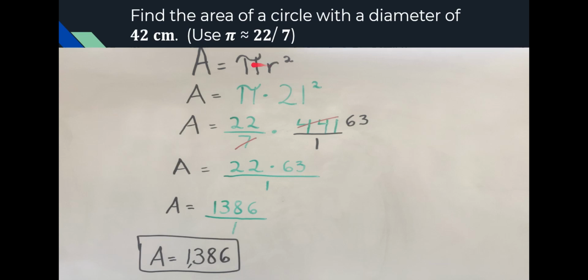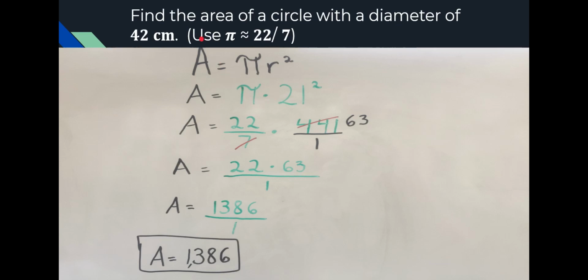So remember, the radius is half of the diameter, right? So if we have a diameter of 42, and the radius is half the diameter, what would we put for the radius? We would take 42 and divide it by 2, or cut it in half, which would give us 21. Okay? Now 21 squared is 441.